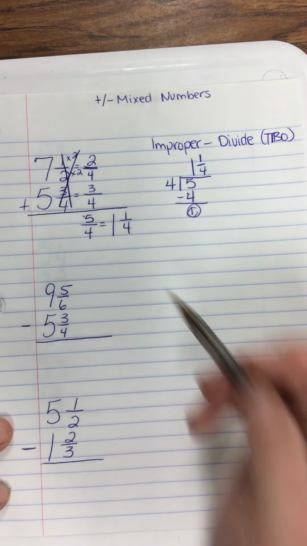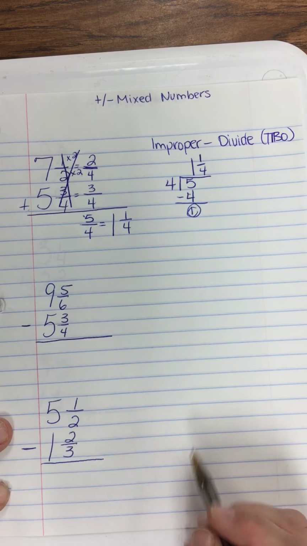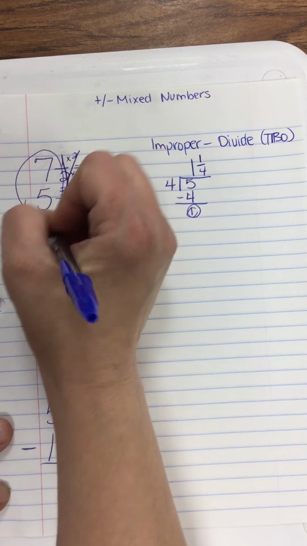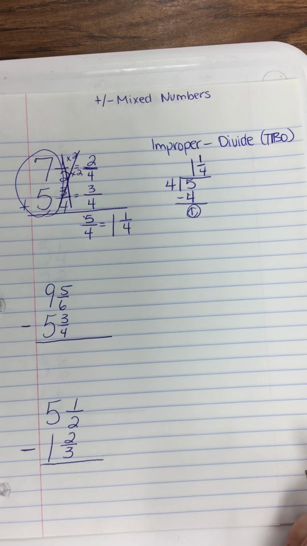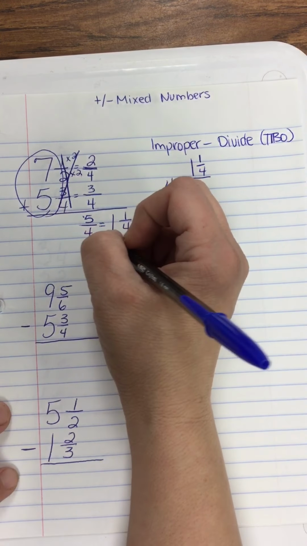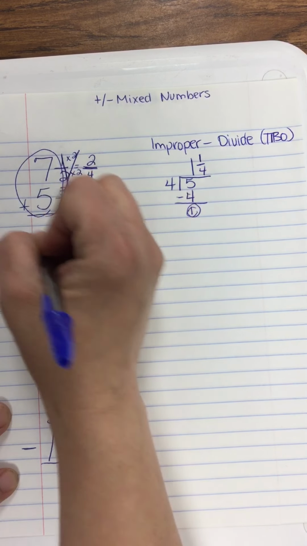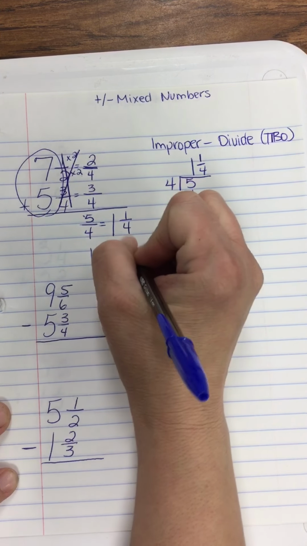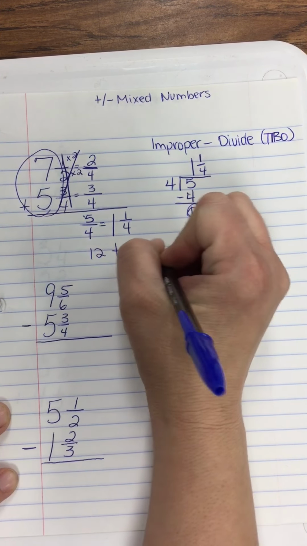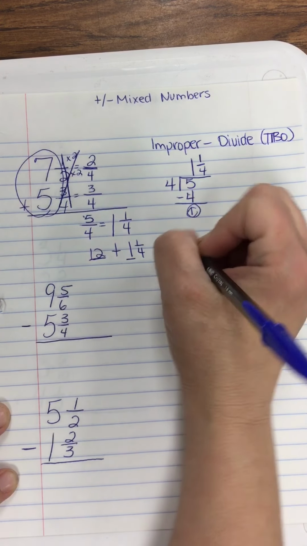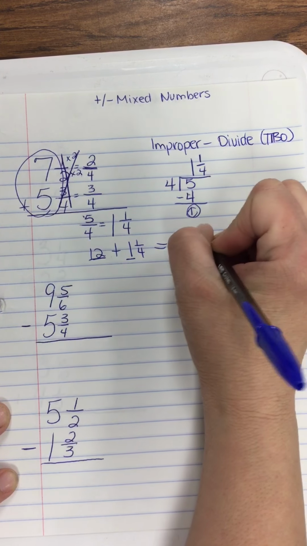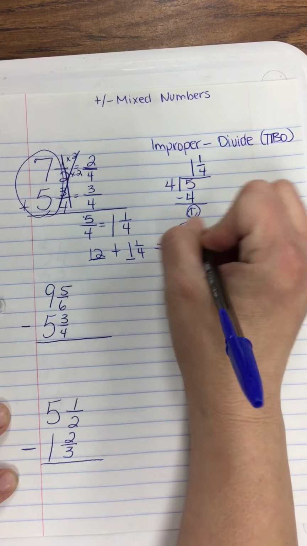Okay, so we did the fraction part of it. Now all we have to do is add the whole numbers. 7 plus 5, that's 12. So we're going to take 12 plus 1 and 1/4. And we're going to add the whole numbers. 12 plus 1 is 13 and 1/4.